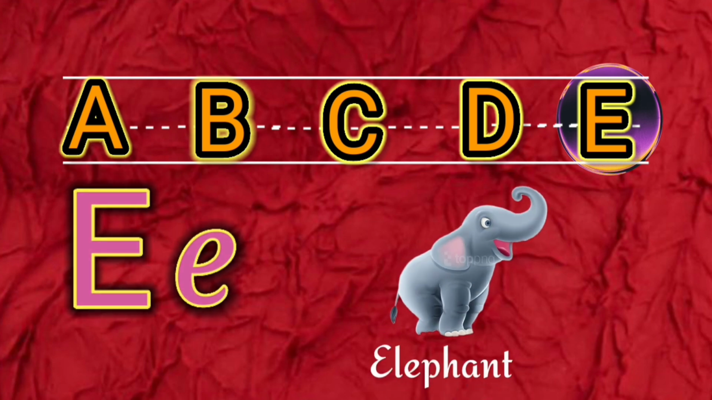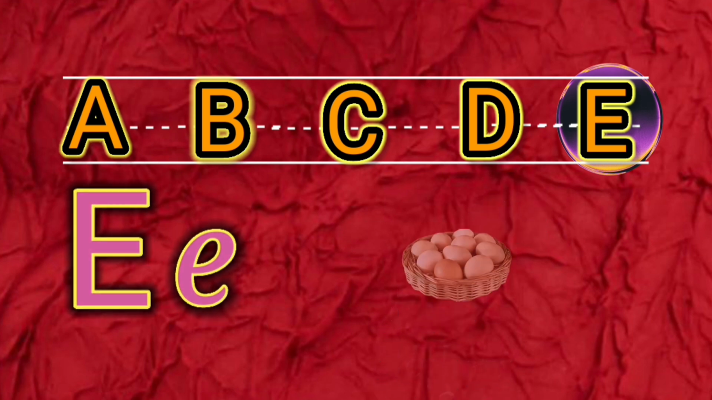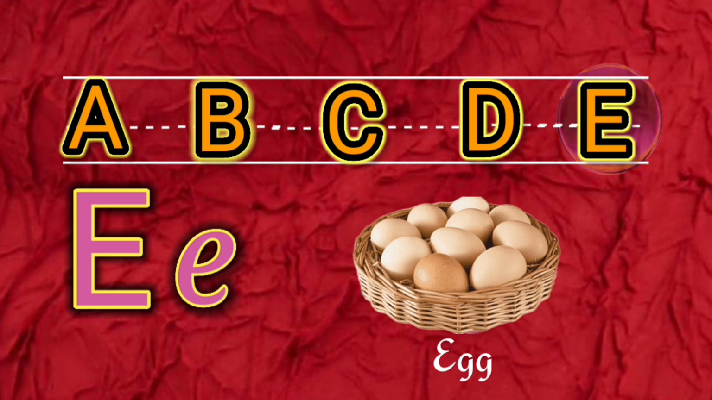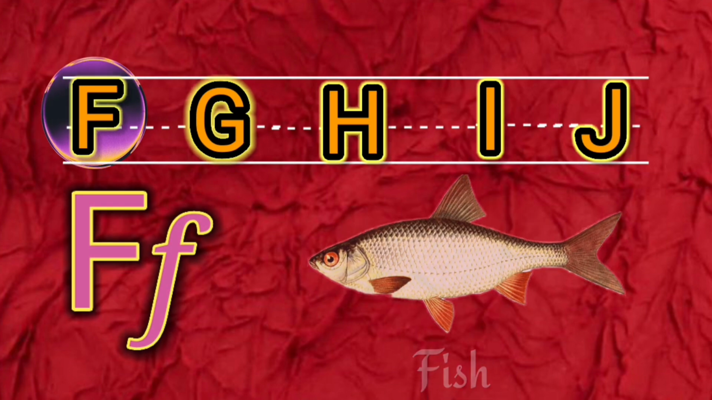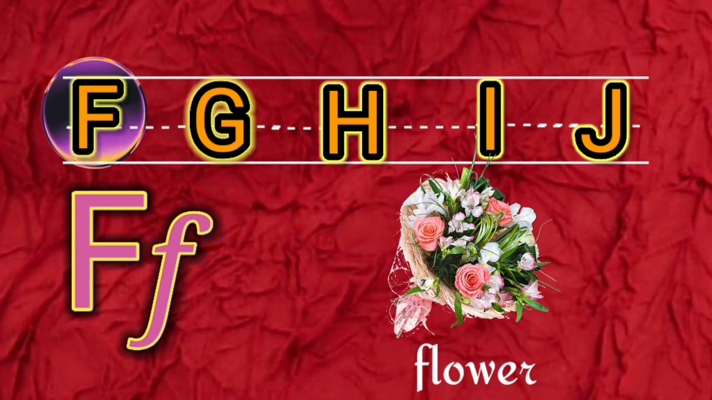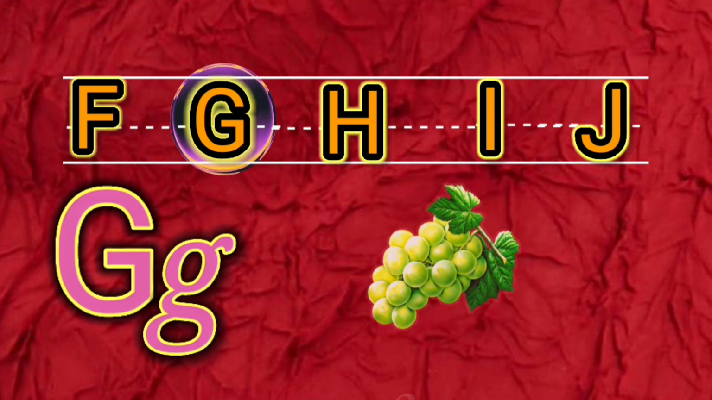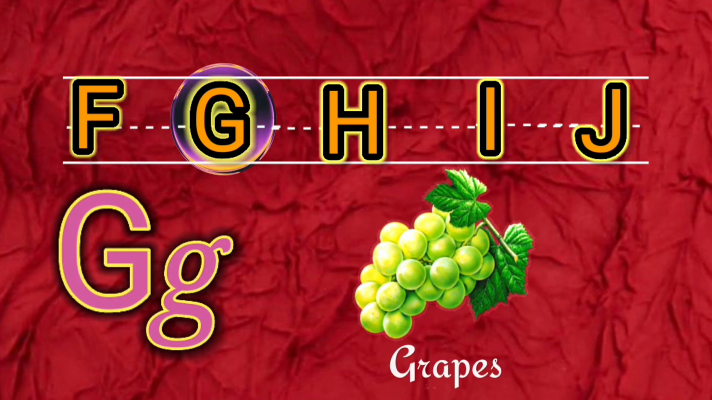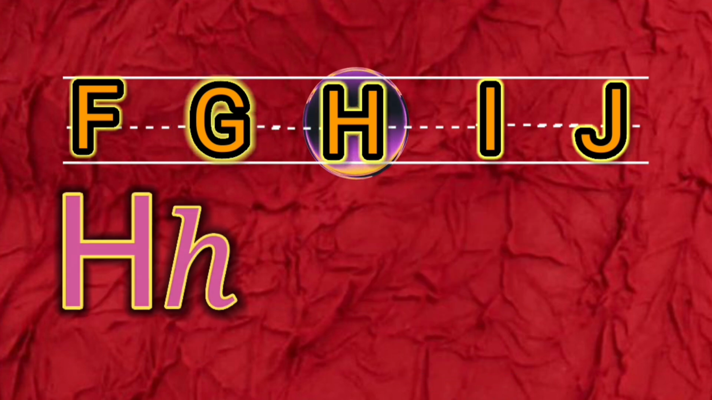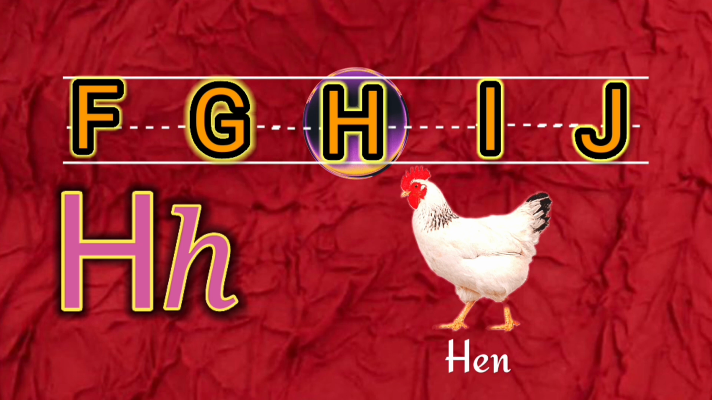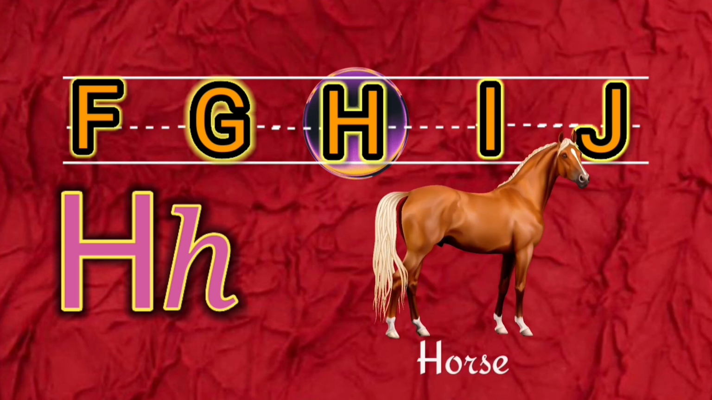E for elephant. E for egg. F for fish. Next, F for flower. Very good. G for grapes. G for guava. H for hen. H for horse.